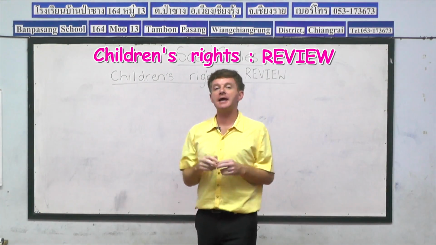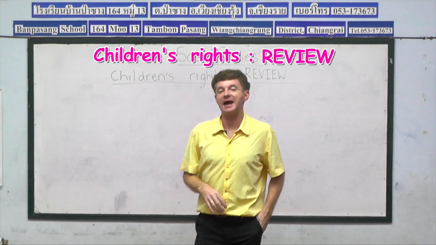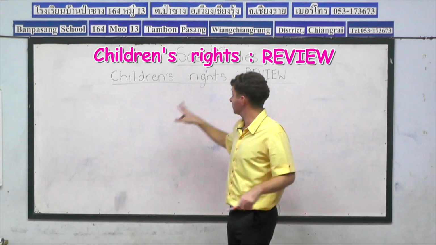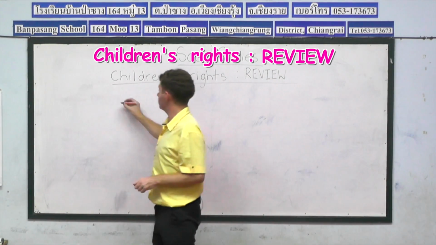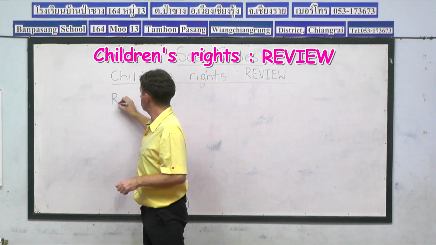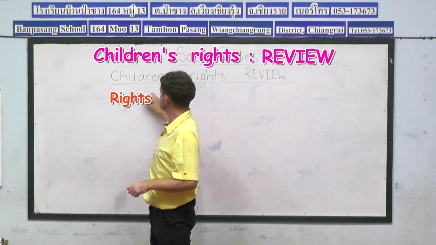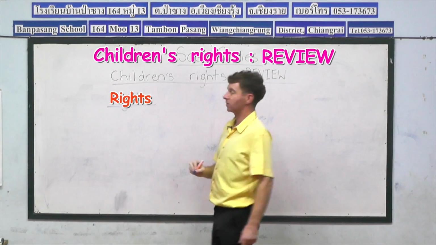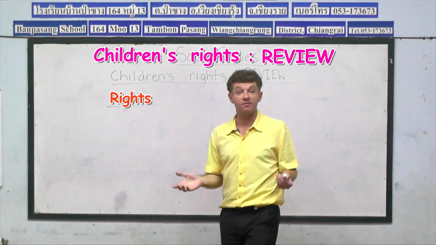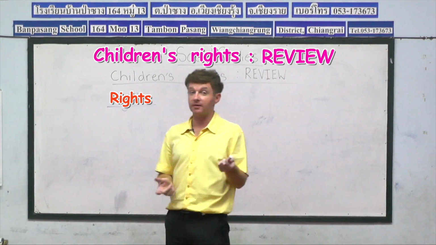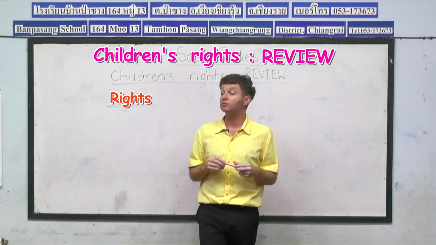And when we've been learning about children's rights, we've been learning about three different categories. The first one is in the title. Rights. Yes. We learned about rights. R-I-G-H-T-S. We learned about the different types of rights that children deserve, and all children in this world must have. Now, can anybody remember some of the different children's rights?